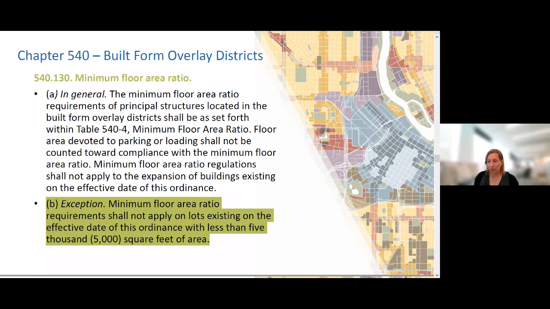Moving on to minimum floor area ratio requirements. For districts where the minimum FAR requirements apply, an exception was added for existing standalone lots that are less than 5,000 square feet. Those lots are no longer required to comply with the minimum FAR requirements. Next slide, please.